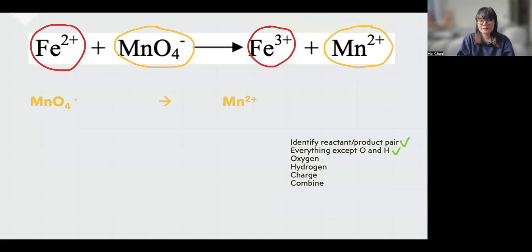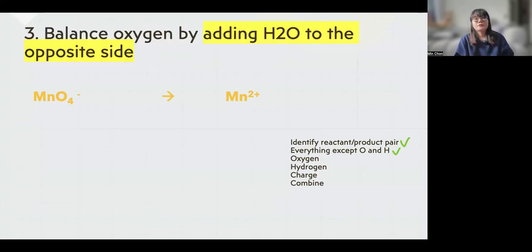Now, we've got to balance the oxygen. We balance oxygen by adding H2O to the opposite side of where the oxygen is located. So hear me out. Where there are 4 oxygens in MnO4-, you need to add 4 oxygens to the other side, right? So we do it by adding 4 H2O. So now the number of oxygen is balanced on both sides of the equation.